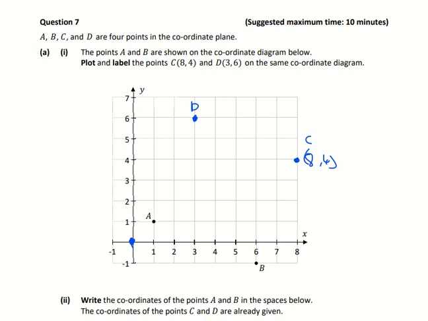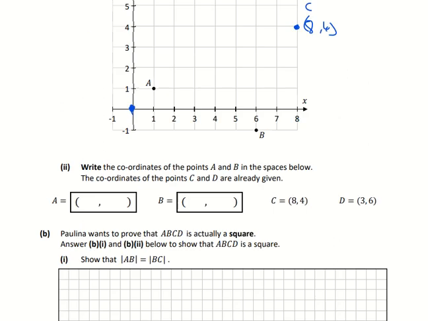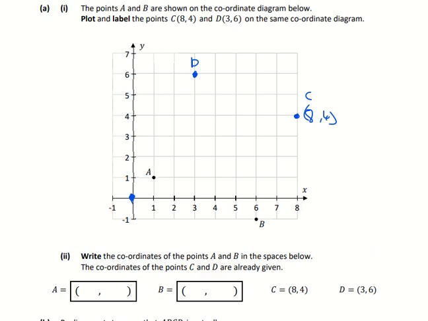So next part says write the coordinates of the points A and B in the spaces below. A is the point 1, 1. So I'll go across to 1 and up to 1 to get to there. And then the point B is 6 and minus 1, so I have to go across to 6 and then down to minus 1 to get to the point B.